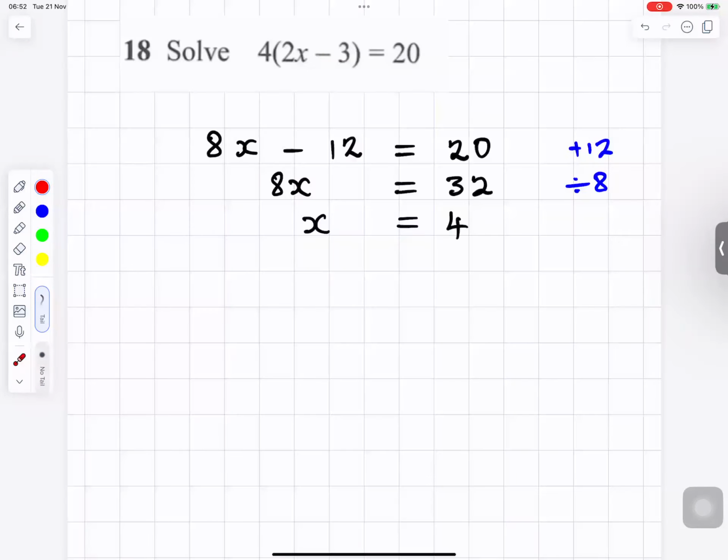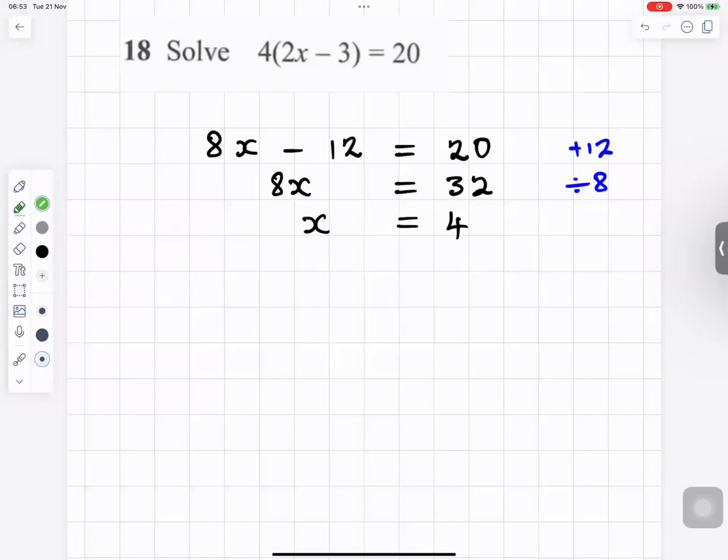Number 18, one way to do it, remove the bracket. 4 times 2x is 8x. 4 times minus 3 is minus 12. And then 20 on the side. You take minus 12 to the right, that means you add 12 to 20, you get 32. It's times 8, so you go to the other side, divide by 8, you get 4.